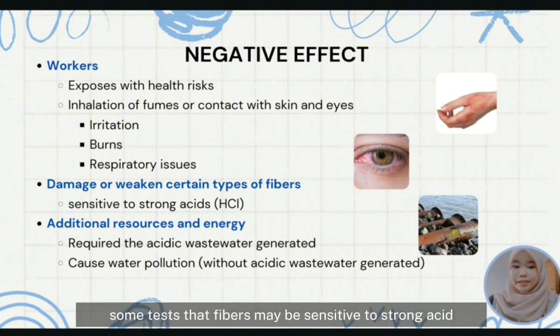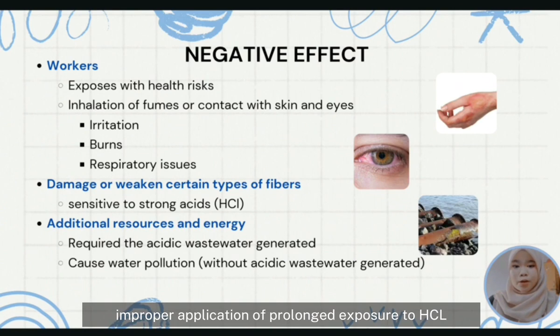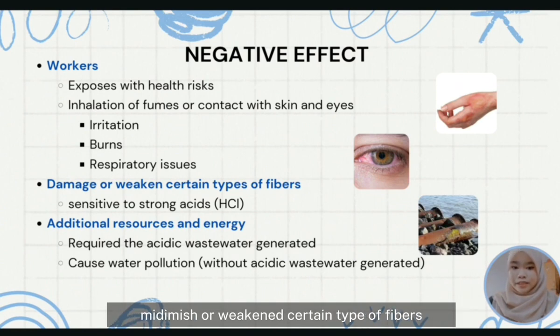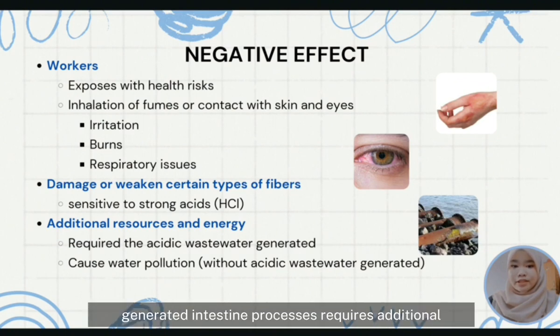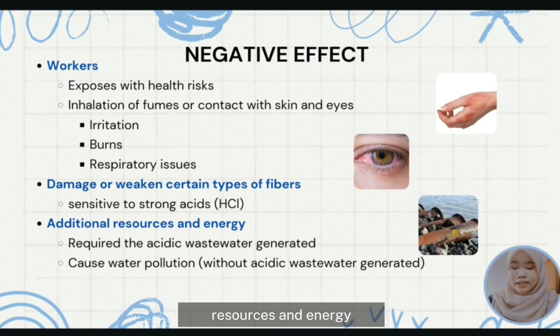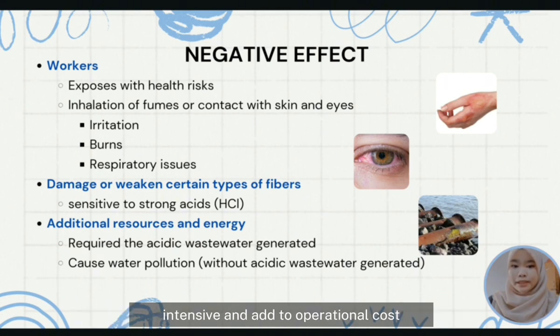Other than that, some textile fibers may be sensitive to strong acid, including HCl. Improper application or prolonged exposure to HCl may damage or weaken certain types of fibers, affecting the overall quality of the textile product. Last but not least, acidic wastewater generated in textile processes requires additional resources and energy. Treating the effluent to bring it to an acceptable pH level for discharge can be resource intensive and add to operational costs.